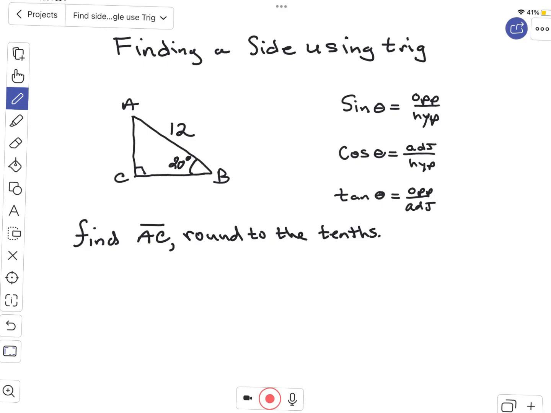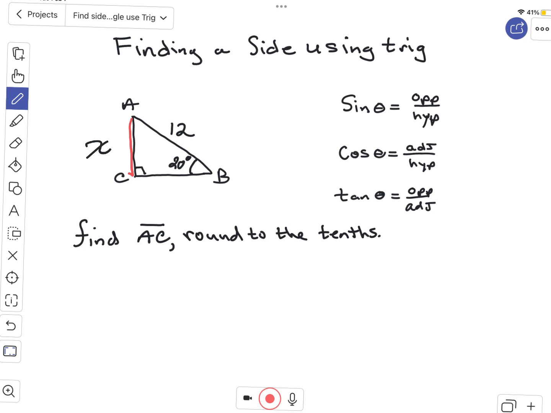Okay, so today we're going to use the trig ratios to find an unknown side. So given this diagram, and remember, you can only use sine, cosine, tangent, or the trig ratios with 90-degree triangles. So they want us to find AC. And so AC is this side here. So we're going to label that X.